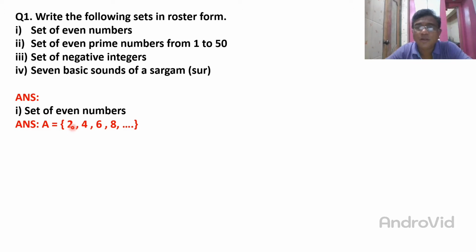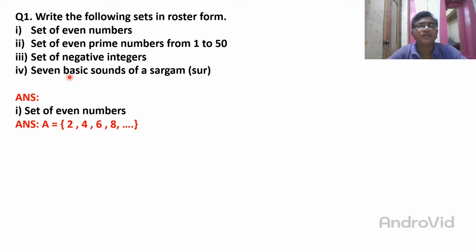See, the first even number is 2, then I put a comma. Second is 4, then a comma. Third is 6, then a comma. Then 8, then a comma. So every element is separated by a comma. In the list method we can write all the numbers, as many as are possible. So it is the roster form. In roster form we write the elements. So 2, 4, 6, 8 is the roster, and then dots, because where this list ends, I don't know.